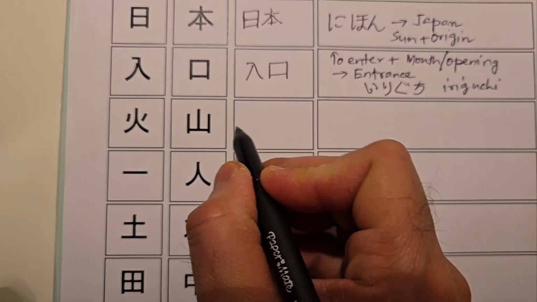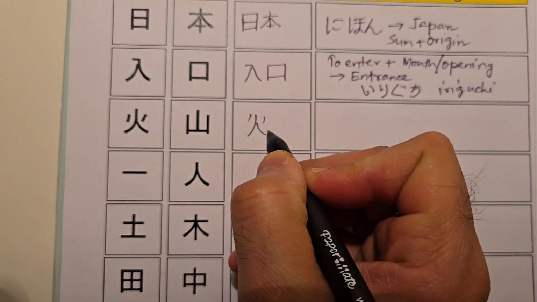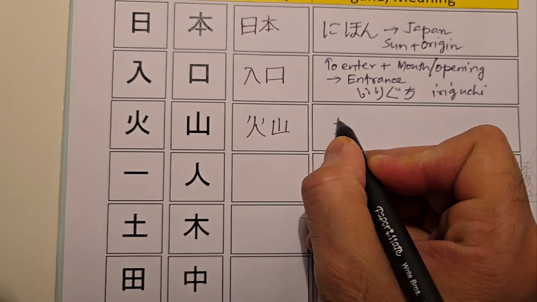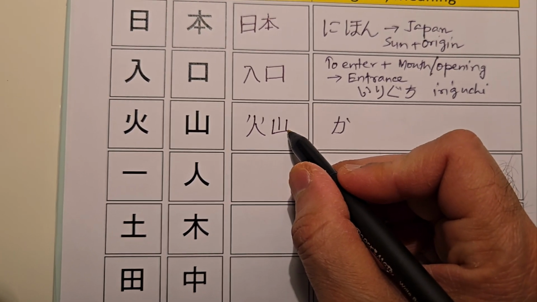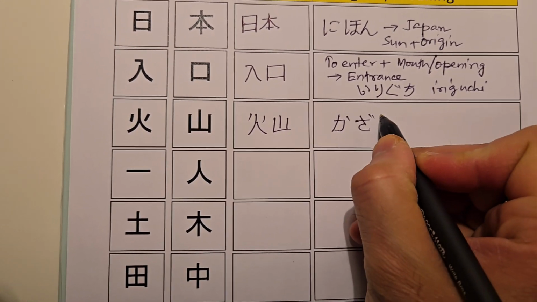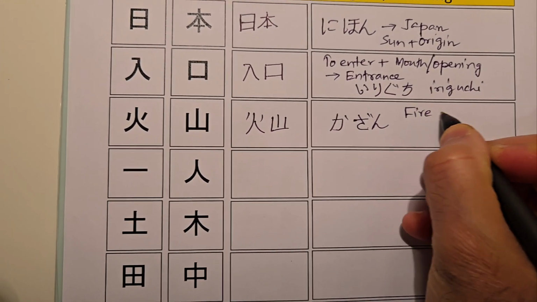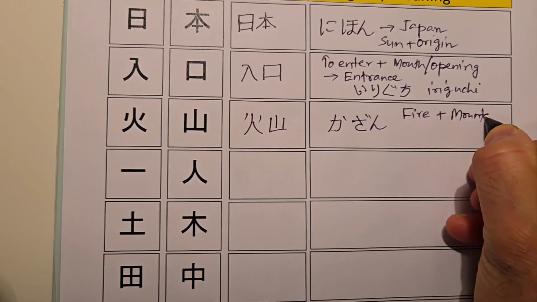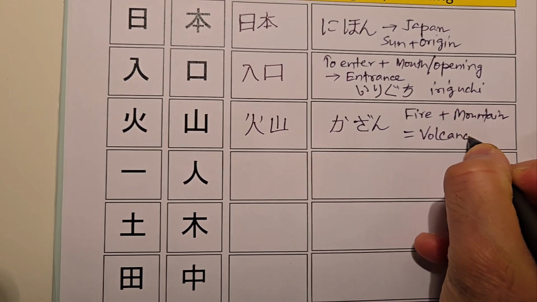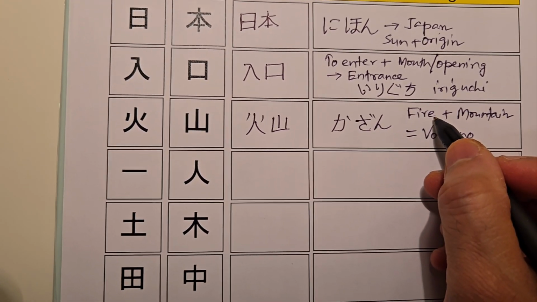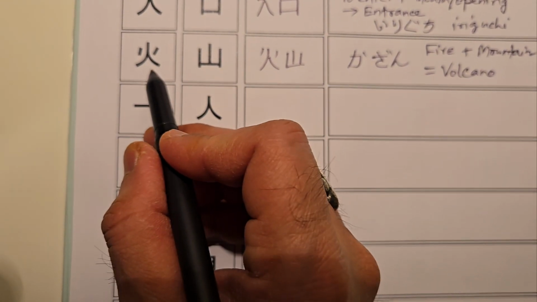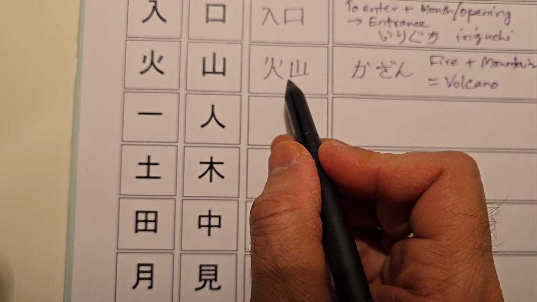Next, you can see the kanji for fire and the kanji for mountain. So this is ka, and this is for mountain. We don't write here yama, we write it as zan, kazan. So kazan, fire plus mountain. Can you guess what it could be? Yes, it is volcano. A mountain that emits fire is a volcano, kazan. So this is how we combine fire and mountain into a compounded kanji, kazan.